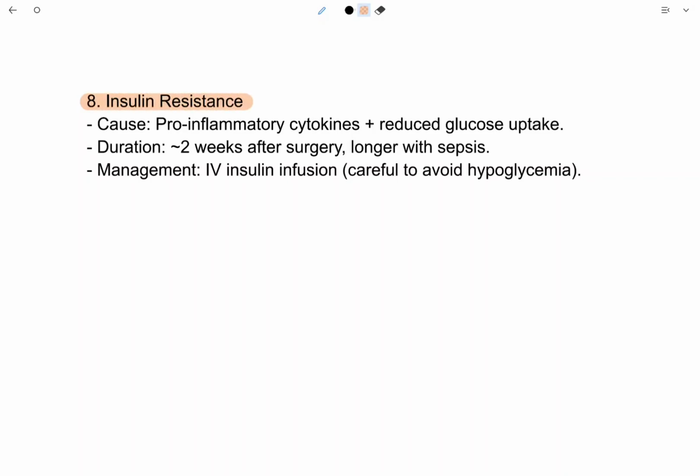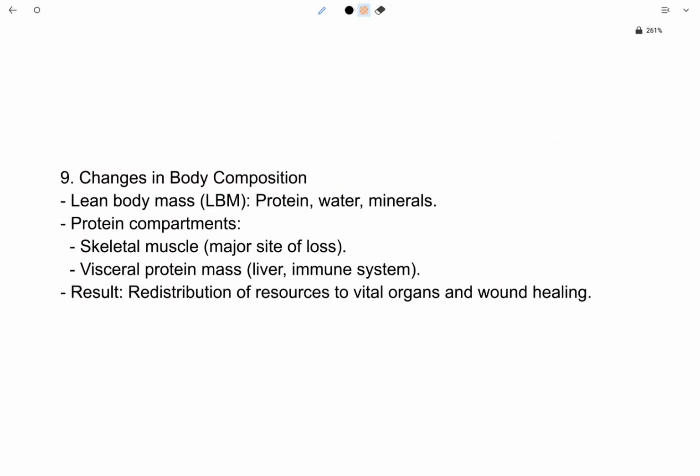Insulin resistance. Cause of insulin resistance: pro-inflammatory cytokines. Pro-inflammatory cytokines are IL-1, IL-6, and TNFα, plus reduced glucose uptake. Its duration is 2 weeks after surgery and longer with sepsis. So its duration increases due to sepsis. Its management is IV insulin infusion. Be careful to avoid hypoglycemia.